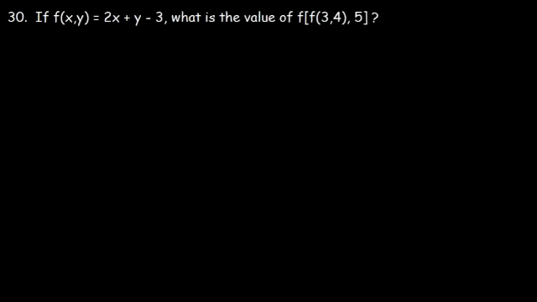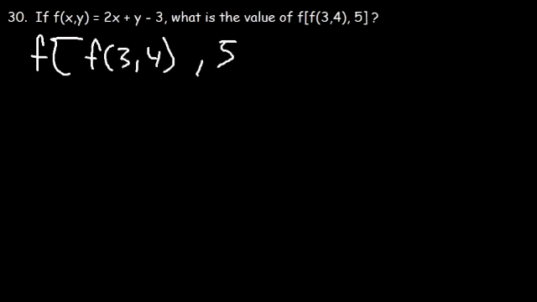Number 30. If f of x comma y is 2x plus y minus 3, what is the value of f of f of 3 comma 4 comma 5? So, in order to find out the value of this composite function, or a function within a function, let's start from the inside and let's work our way towards the outside. So let's find the value of f of 3 comma 4.